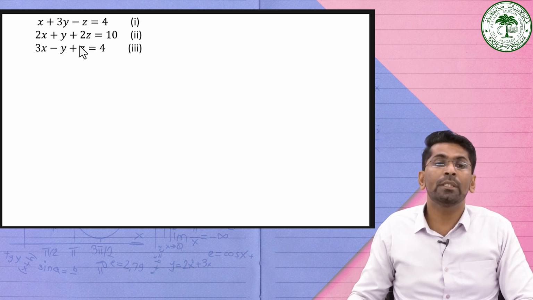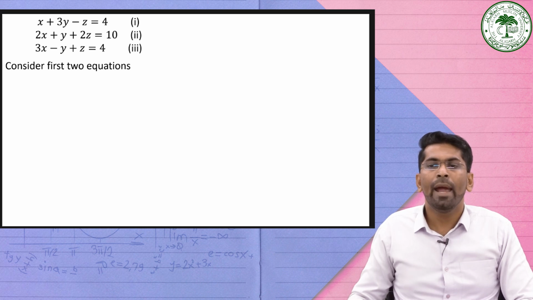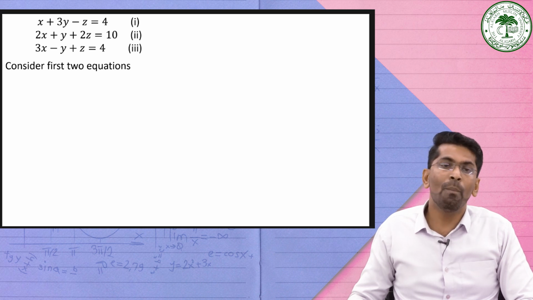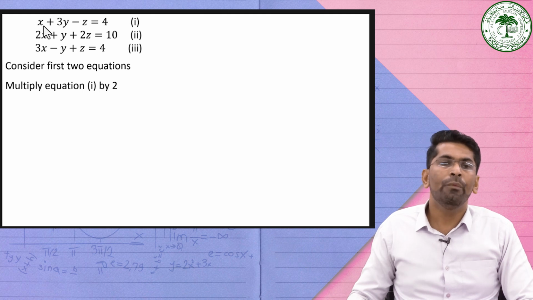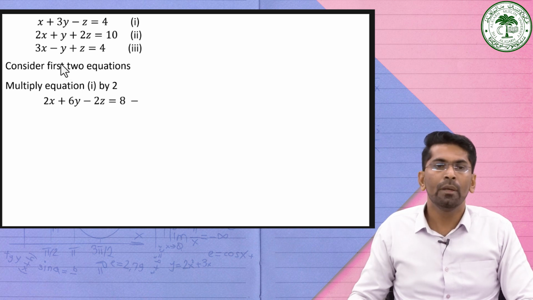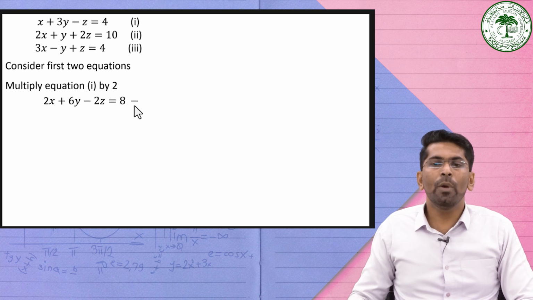which satisfy these equations simultaneously. Here first we are going to consider the first two equations, and the variable x can be eliminated from the second equation by multiplying the first equation by 2. So multiplying equation number 1 by 2 so that the coefficient of the variable x will be the same. I am going to multiply equation number 1 by 2. So it will be 2x plus 6y minus 2z is equal to 8.